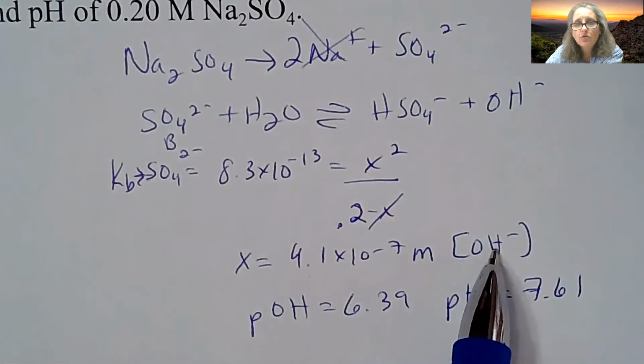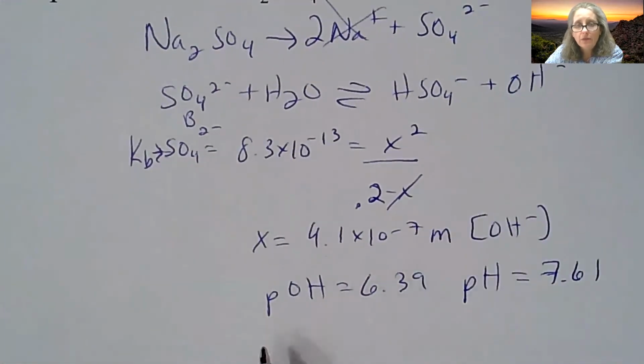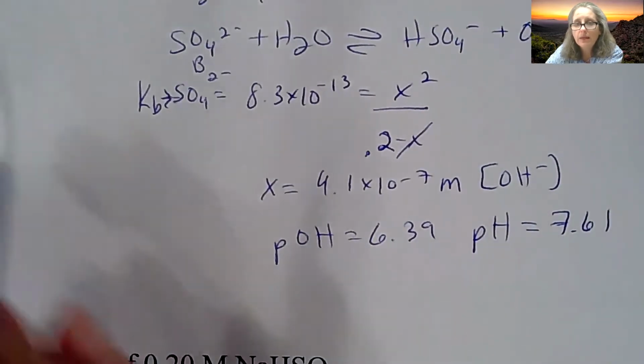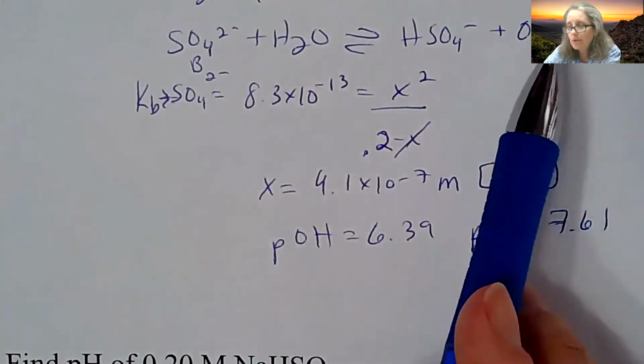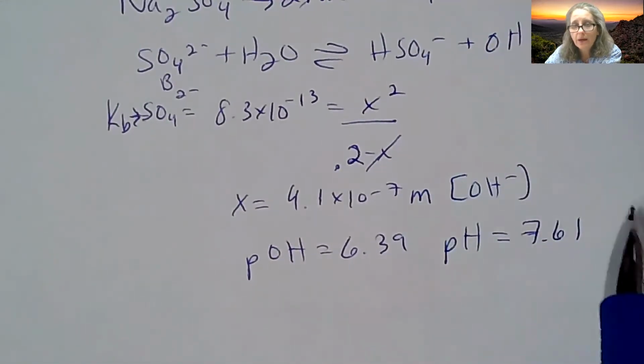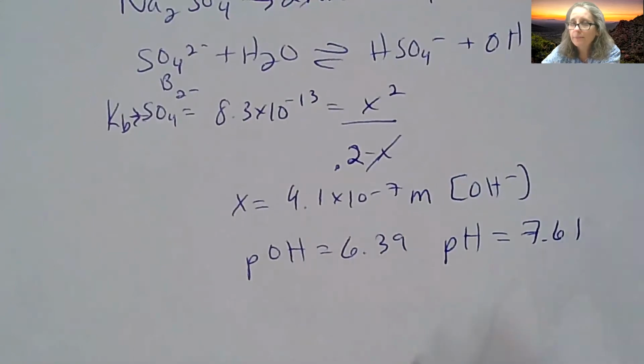your concentration of hydroxide. So again, if you take the negative log of your number and you don't think about it, you're looking at 6.39. Your brain should tell you, I'm producing OH, I have to have something greater than 7. So obviously my pH is 7.61.